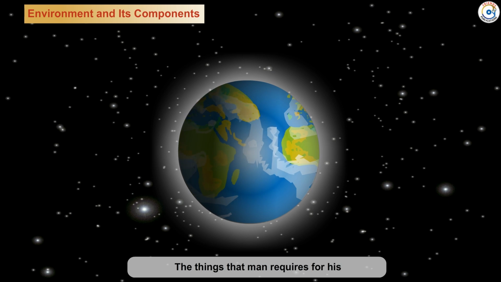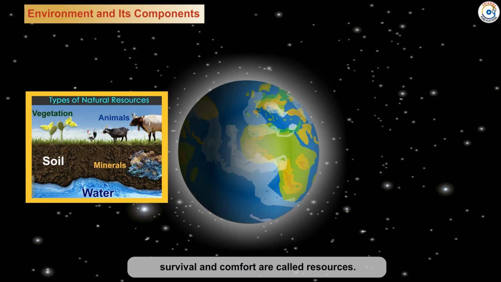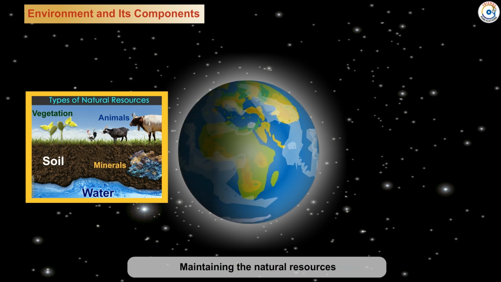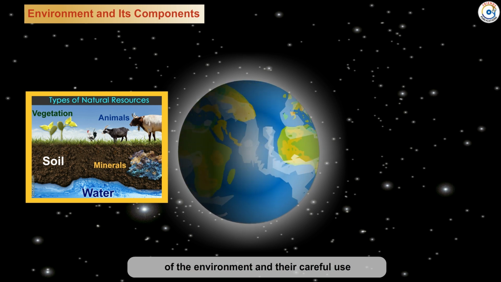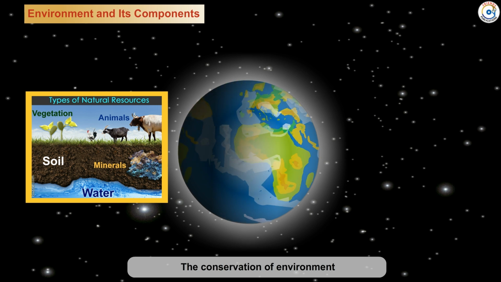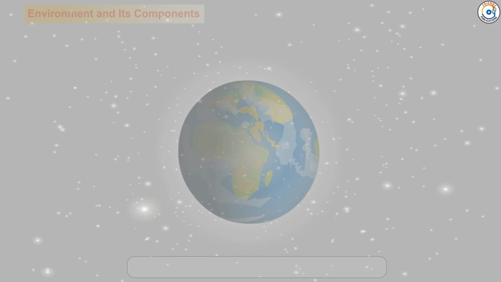The things that man requires for his survival and comfort are called resources. The environment is a reservoir of resources. Maintaining the natural resources of the environment and their careful use is called conservation. The conservation of environment involves the conservation of natural resources.